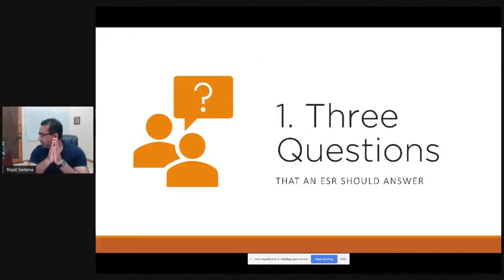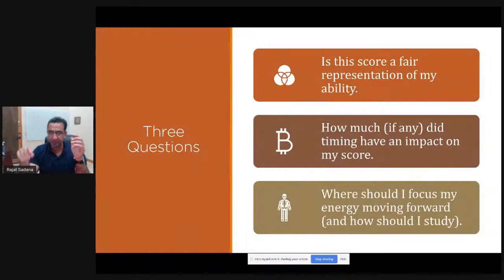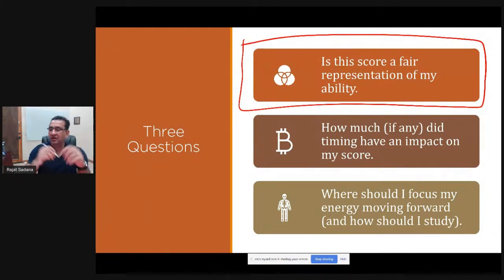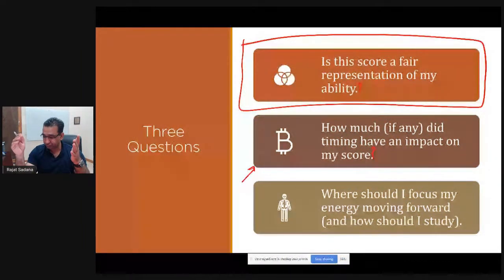What are the three questions that every ESR should answer? Here are the three questions. The first thing, and the biggest question that people have, is: is the score that I got in my ESR a fair representation of my ability? Is it a fair representation of my prep level? The second question is, when it comes to timing, how much impact did timing have on my score? And then the third question is, where should I focus my energy moving forward, and how should I study to get to my GMAT score?